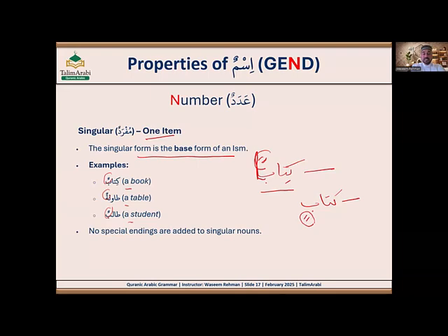So no special endings are added to the singular ism. When you have a singular ism, the base form, there is no special ending, just a normal ism. But when you make a dual or plural, you normally add some extra letters at the end. We will learn them now. So that's a singular ism.